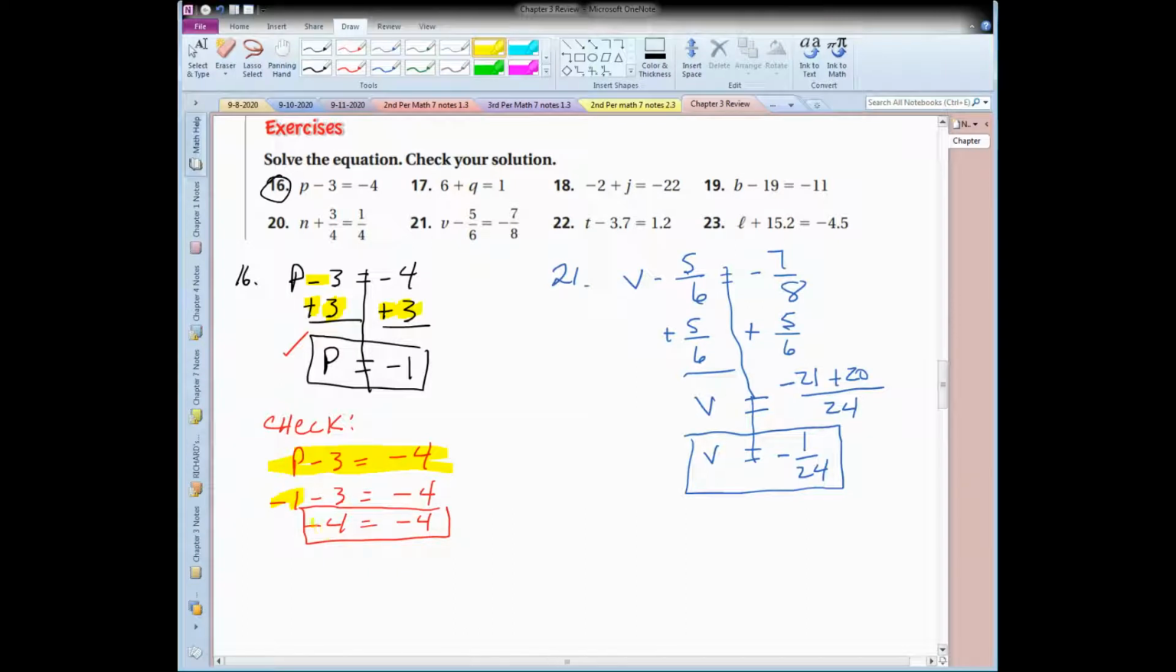I want to make sure that on the left-hand side of the equal sign, I get the same thing that's on the right-hand side. So that's all you're doing.